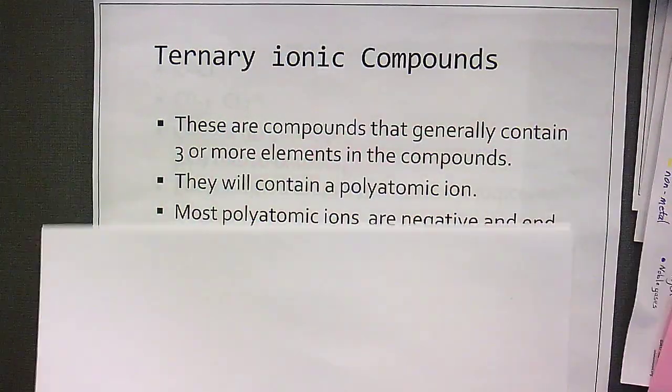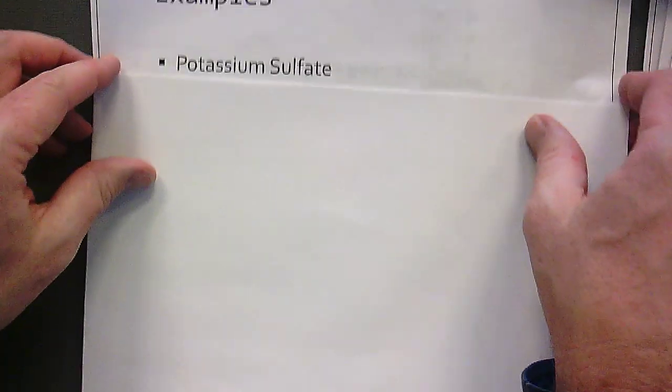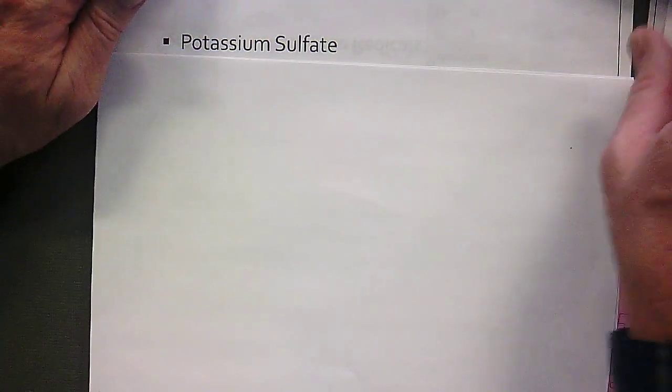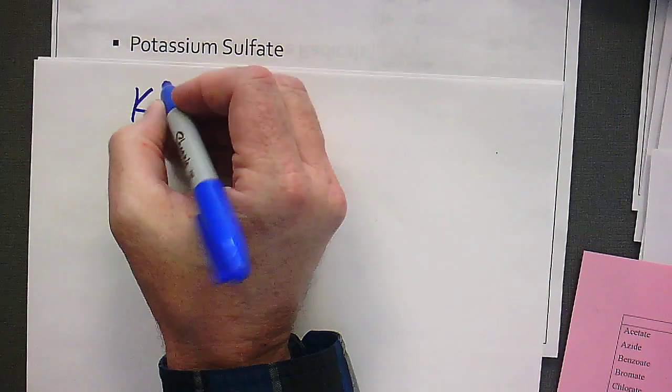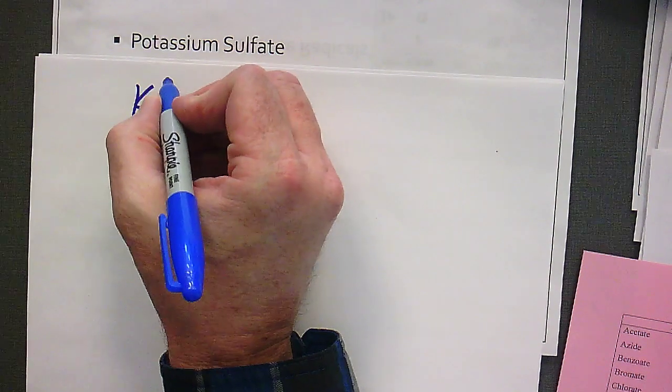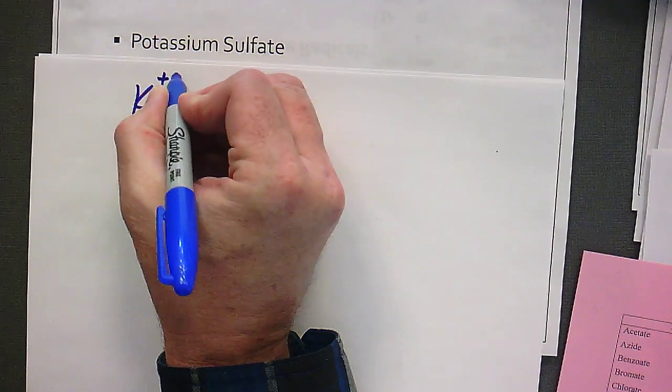All right. Are you guys ready to do a couple examples? Okay. Here we go. The first example we're going to do is potassium sulfate. Are you with me? What is, first of all, the symbol for potassium? And what is its charge from your periodic table? Plus what? +1. Very good.